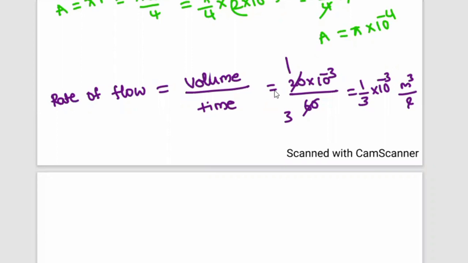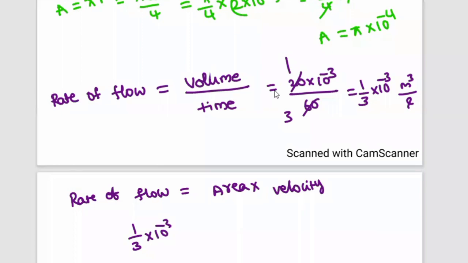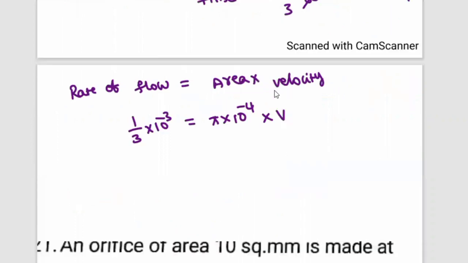Now they're asking the velocity. Rate of flow is equal to area into velocity. Rate of flow is 1 by 3 into 10 power of minus 3. That is equal to area, we got pi into 10 power of minus 4, into velocity. Velocity we can write as v is equal to 10 power of minus 3 times 10 power of plus 4. So 10 divided by 3 times pi.